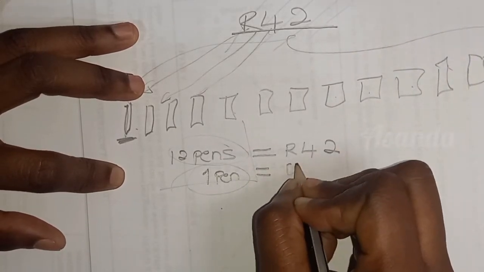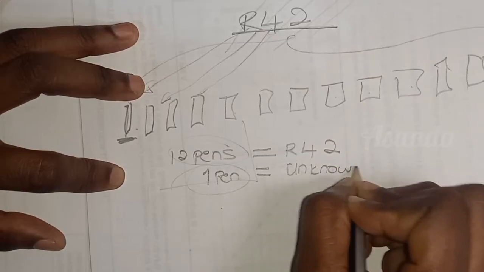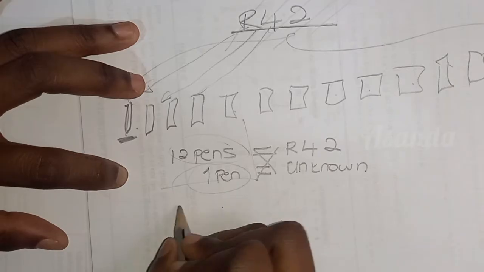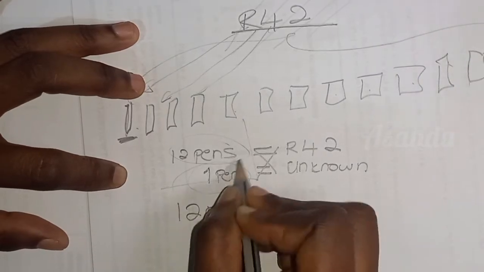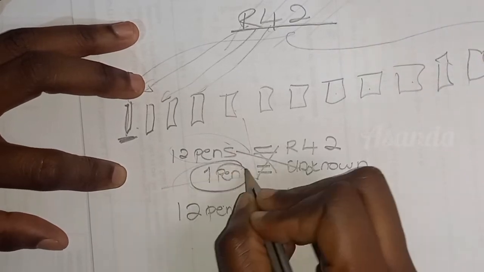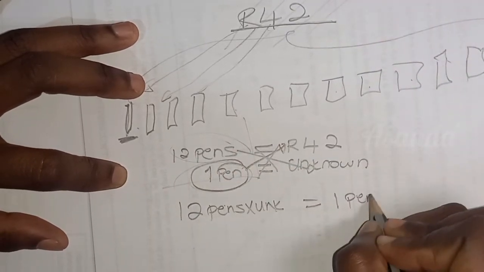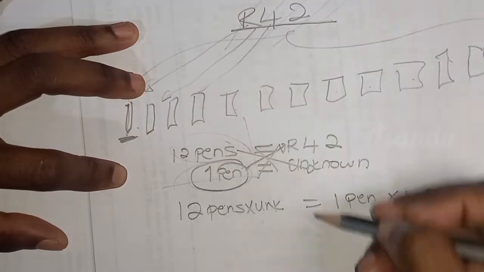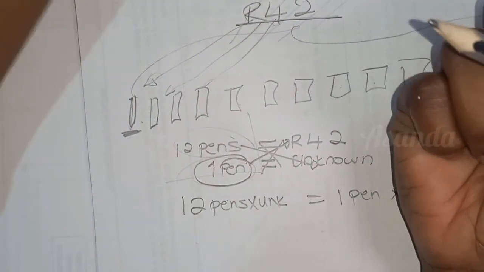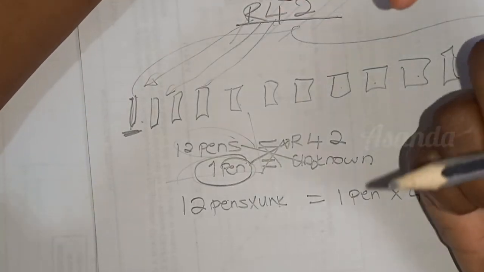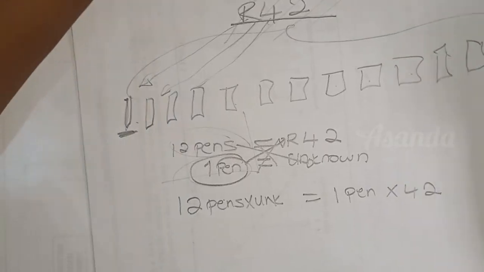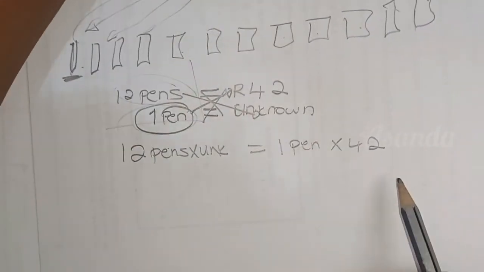And then I say, I do not know how much one pen is, but I'm going to find out by cross multiplying. So here we say 12 pens times that amount, the unknown, is equal to 1 pen times 42. So this method is the same, right? You can just keep trying. Let's see, if we say 3 rand times 12, will we get 42? If you get 42, then the pen is 3 rand. If you say 4 rand, and so on. But this is how we would help you to get it correct every time.